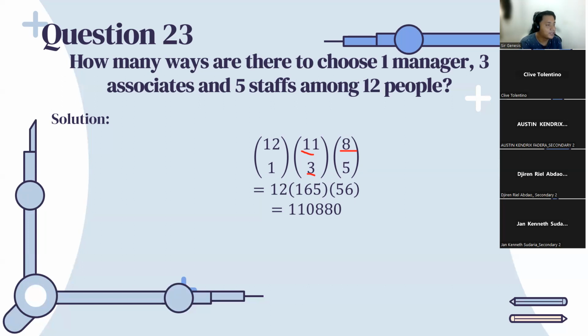Okay, so sir, a question. Will it make any difference if I pick, let's say, 3 associates first, and then 5 staffs and 1 manager? Actually, it won't make a difference. So try it yourself, guys. You can have 12 choose 5 multiplied to 7 choose 3 multiplied to 4 choose 1. And that will still give you the same answer, 110,880. So you can try it out.